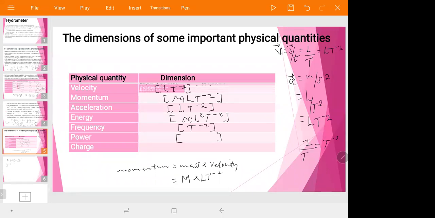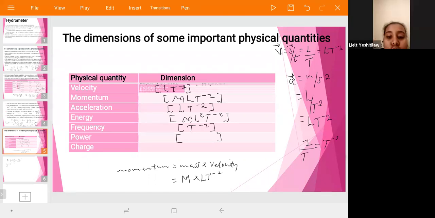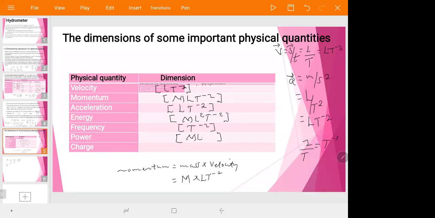What about power? Power is equal to energy over time, or work done over time. So ML squared T minus 2 over T gives ML squared T minus 3. Try to work out the dimension of power.